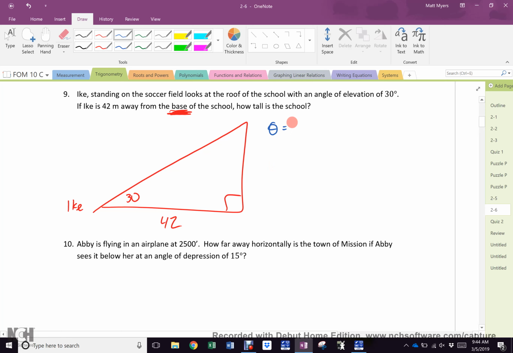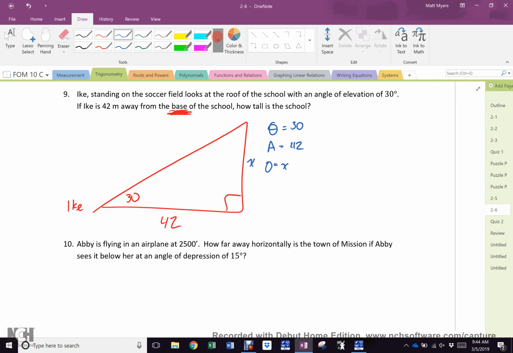First we have a theta of 30. We have an adjacent of 42. And I need the height of the school. Of course, right here is the height of the school that I need. The school is not leaned over. There's not been an earthquake. We do not measure height on an angle. Height is a vertical line. So this must be the height of the school, which is opposite.